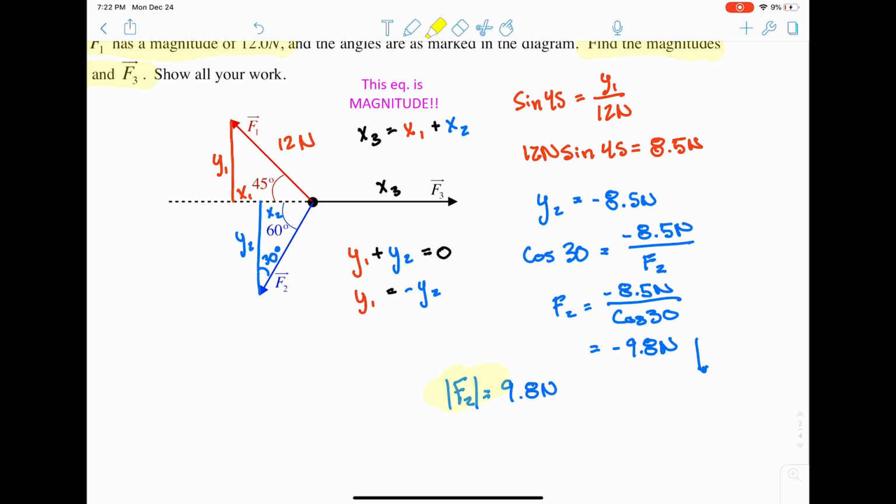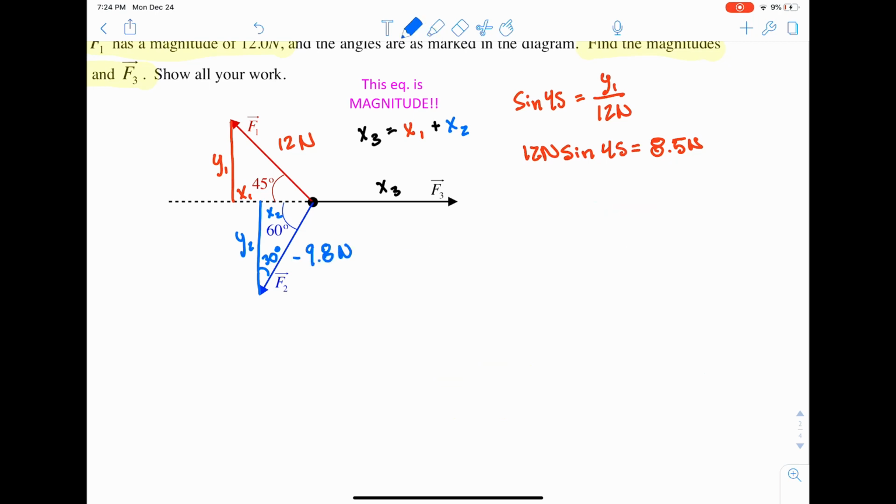All right, so we found one force. Now we need to find F3. So with your knowledge about 45-degree right triangles, we know that the legs are the same value with only the hypotenuse as a different value. So because we found out that y1 is equal to 8.5 newtons, x1 is equal to 8.5 newtons.